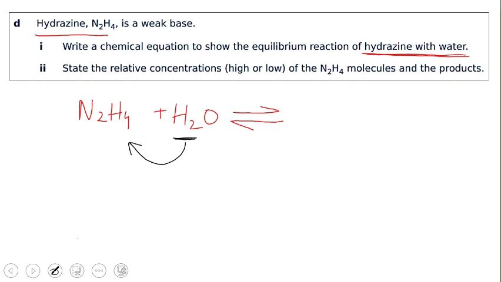So when it accepts one H positive from the water, it will make N2H5 positive, because it has accepted one proton from the water. Behaving like a weak base, it will become N2H5 positive, and the water, after donating a proton, will become OH negative. So that will be the equation for hydrazine here.